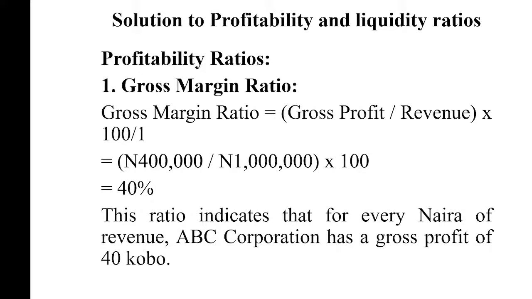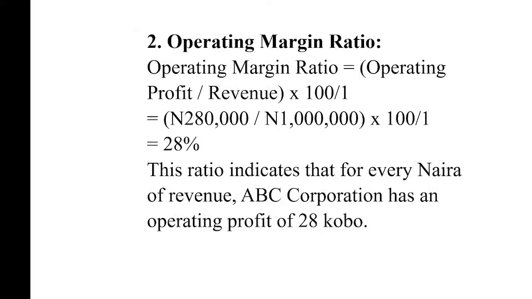Now, one thing I need to point out to you is that it's not just computing the figures that is important in ratio computation, but to be able to interpret what the figure means is very, very important. That's what we should look at, interpreting what these figures mean. So this ratio indicates that for every naira of revenue, ABC Corporation has a gross profit of 40 kobo.